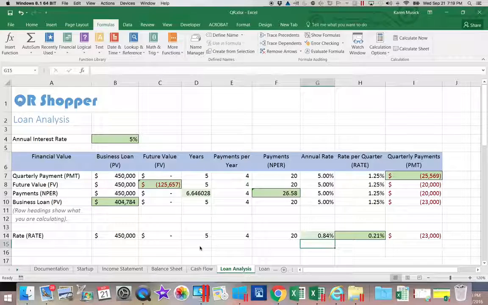So that concludes our loan analysis section. Again, we've covered the payment function, the future value function, the number of periods, the present value, and the rate. I'm going to go ahead and save our work. And when you come back, if you view the next segment, we will be looking at a loan amortization schedule.